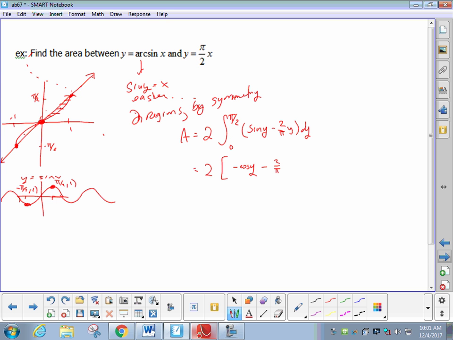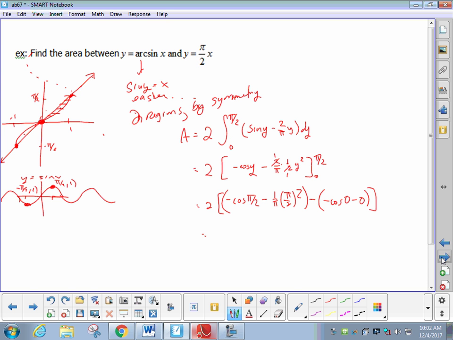What's the antiderivative of 2 over pi y? I'm getting a little confused. 2 over pi, I'll leave there. 1 over 2 y squared. I agree. So the 2's drop out, yeah? Okay. Again, don't assume that zeros yield zeros. Sometimes they yield things. So negative cosine pi over 2 minus 1 over pi over 2 all squared minus negative cosine 0 minus 0.